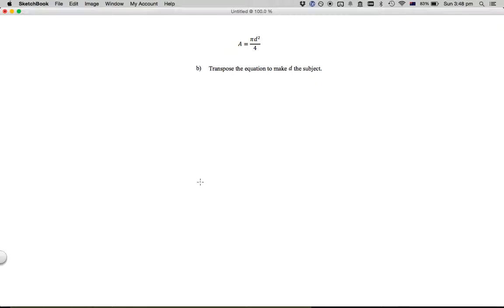Okay, so many of you did a great job. A equals pi d squared on 4. You recognized the first thing to do to get d by itself was to multiply both sides by 4: 4a equals pi d squared. Then many recognized that the next thing to do would be to divide both sides by pi: 4a on pi equals d squared. And then many of you recognized that the next step is to square root both sides.